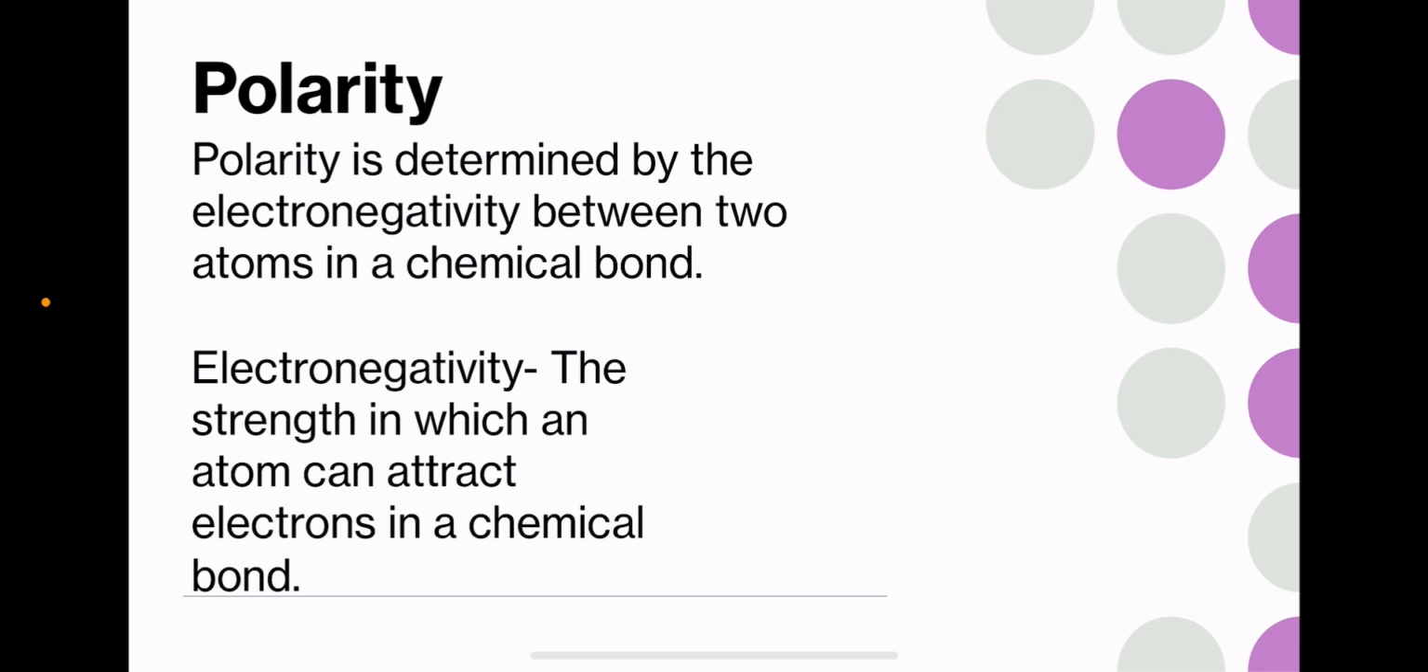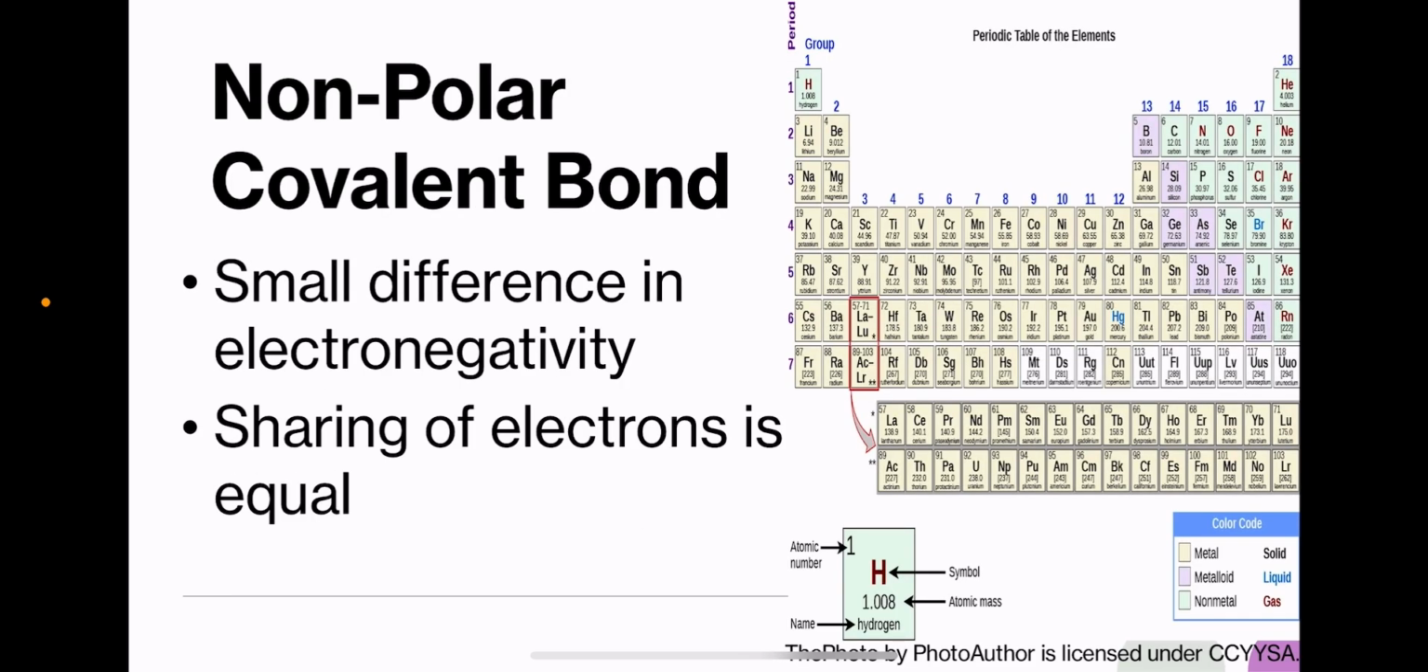The polarity of molecules can also impact how molecules react to other molecules. Covalent bonds are said to be nonpolar when there is a slight difference in electronegativity and the sharing of electrons is equal. You can quickly determine an element's electronegativity by looking at the periodic table. The farther right and up on the periodic table, the more electronegativity an element possesses.